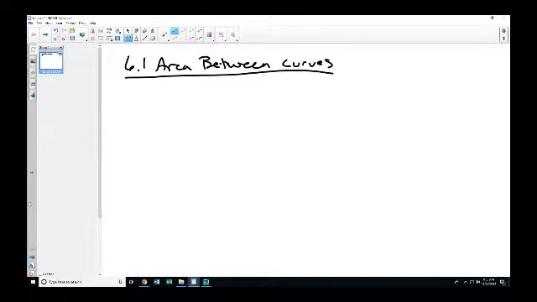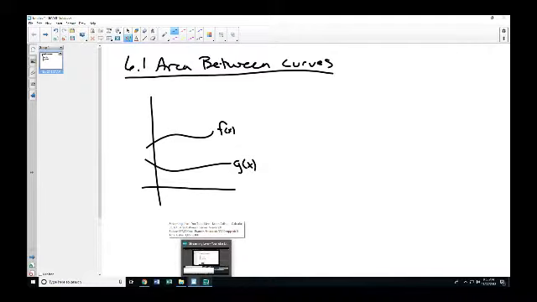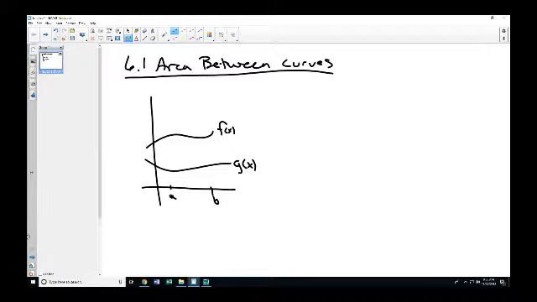You've already been telling me how to do this, area between curves, but let's summarize. So if you're given a function and a function, that's fine, I just made that up. How do you calculate the area between those two curves?